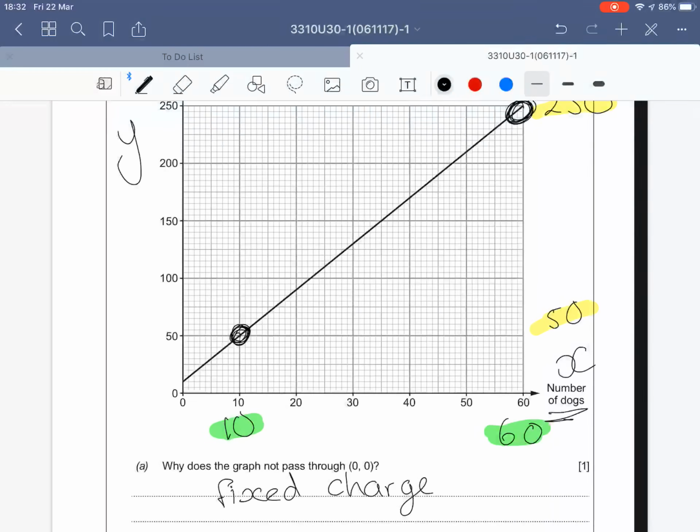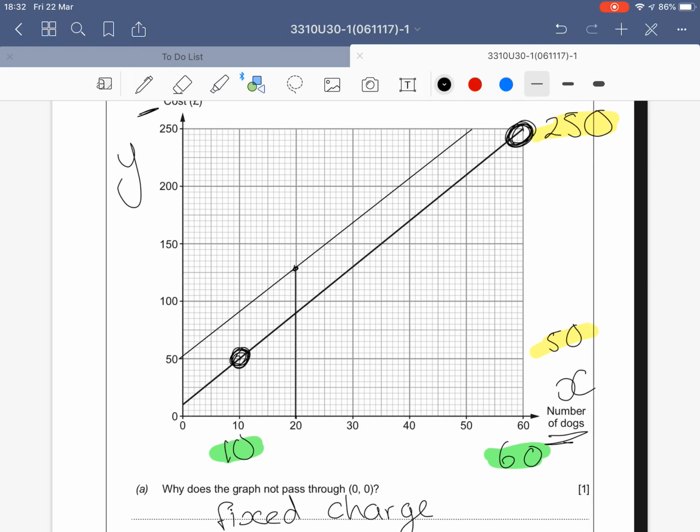So from 20 dogs, I would go up to her cost of 130, so it's 100, 110, 120, 130, goes about there. So that line needs to be parallel. I'm sorry if this is not going to be parallel. Oh, that's parallel. That's good. So that's going to be her line, because 20 dogs is 130, cross there is 130, and those two lines are parallel. Same distance each time. Parallel lines never meet.